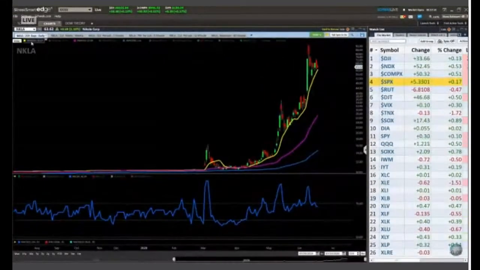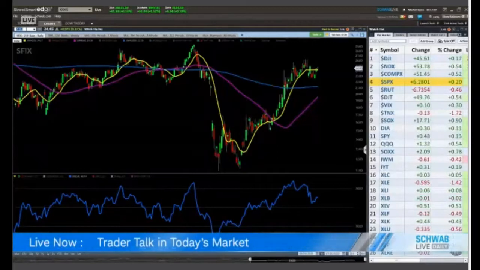Stitch Fix, SFIX. This is an online clothing styling company. Yeah, and Lee, I think they use some of that technology where they do the measurements via your phone. Yes, I believe that's the one. Yeah, you're right, which is pretty interesting.